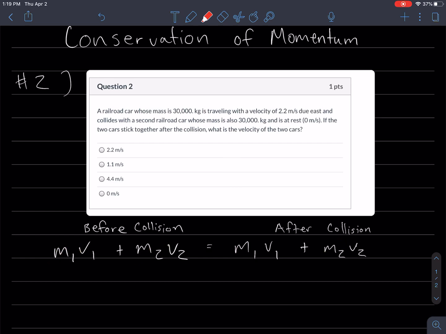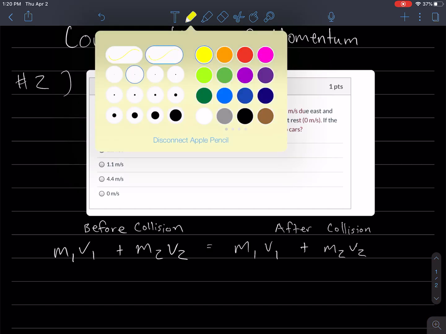All right, in this particular case, we have a railroad car whose mass is 30,000 kilograms. It has a velocity of 2.2, and collides with a second railroad car that also has a mass of 30,000 and is currently at rest. The question is asking what is the velocity of the two cars afterwards, keeping in mind that these two cars stick together after a collision. That's going to be a key point that we want to keep in mind.